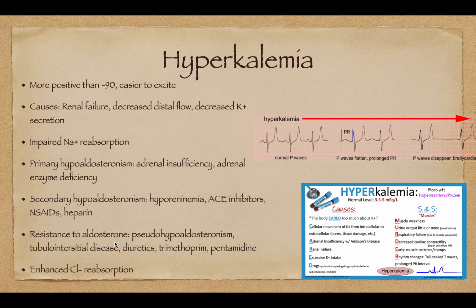And in some cases, there could be some genetic resistance to aldosterone, causing pseudohypoaldosteronism, along with some kind of kidney disease, such as tubulointerstitial disease. And the drugs trimethoprim and pentamidine will also cause a resistance to aldosterone. So with the problems with hyperkalemia and aldosterone, there's going to be some enhanced chloride ion reabsorption. Here you go. This is a nice little mnemonic on hyperkalemia.